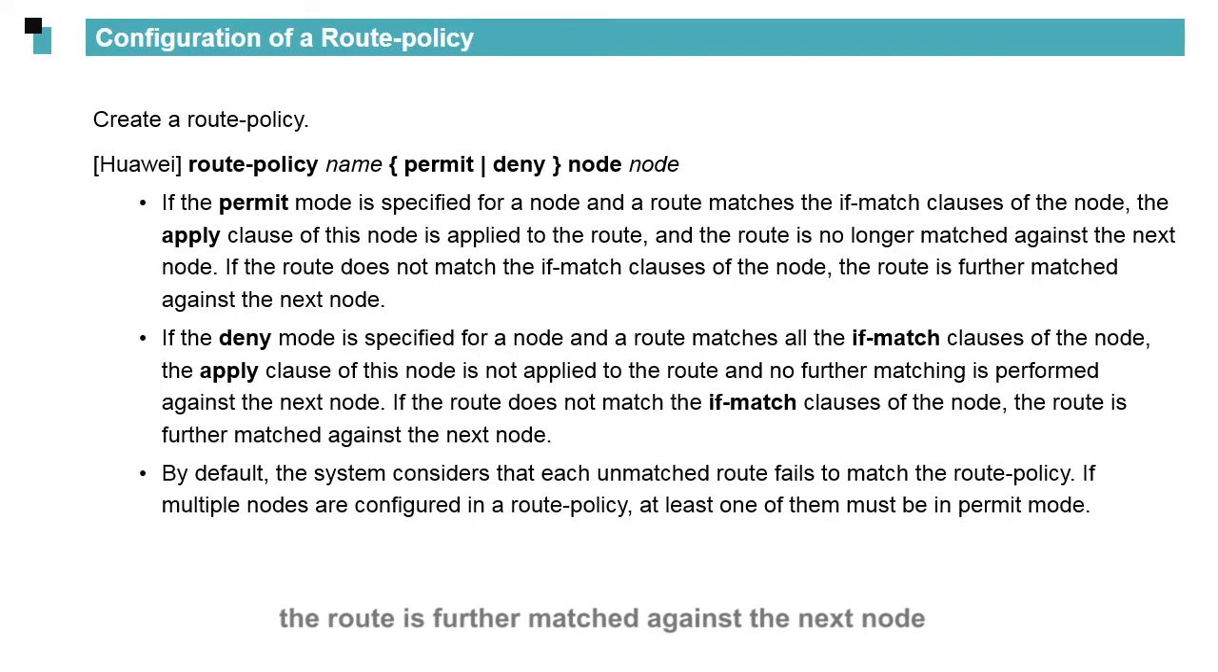If the deny mode is specified for a node and the route matches all the if-match clauses of a node, the apply clause of this node is not applied to the route and no further matching is performed against the next node. If the route does not match the if-match clauses of the node, the route is further matched against the next node.